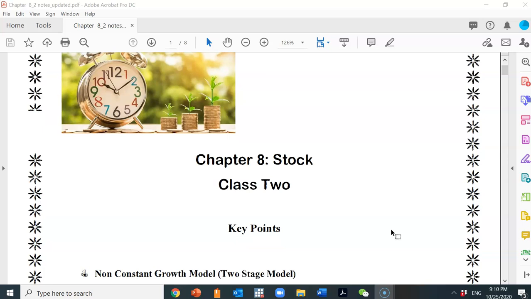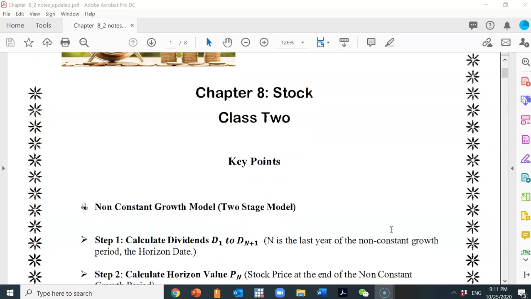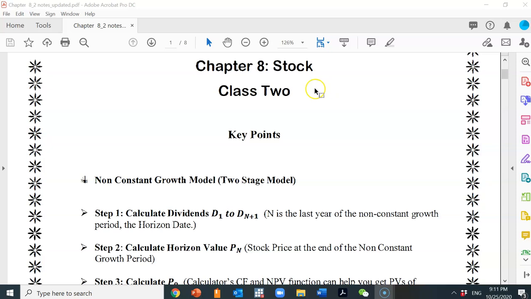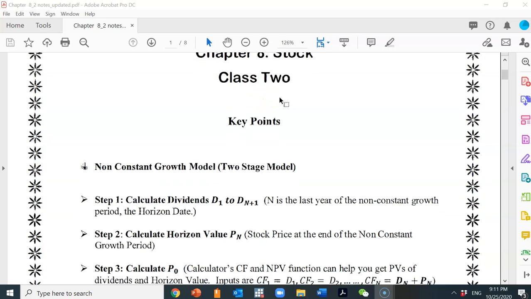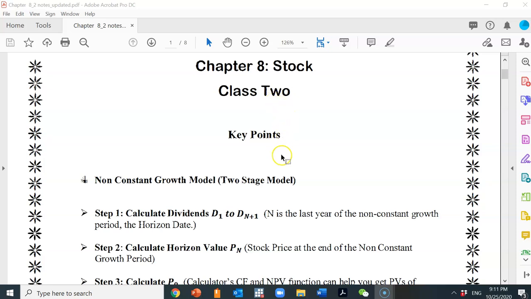Hi class. In this video, we're going to start talking about Chapter 8, Class 2. And we will have two videos for Class 2. In this video, we're going to still be talking about the dividend discount model. However, we'll expand to the special case, the non-constant growth model, which is also called the two-stage model.